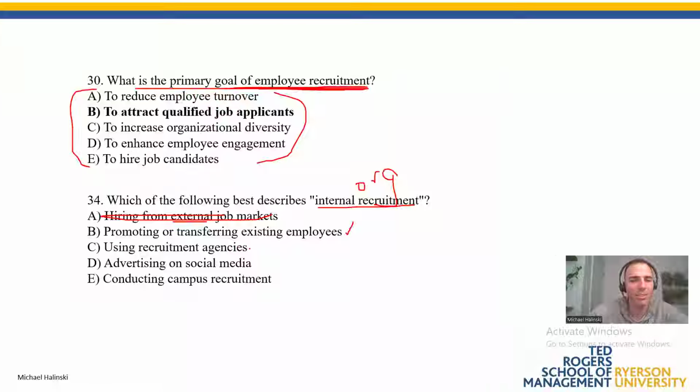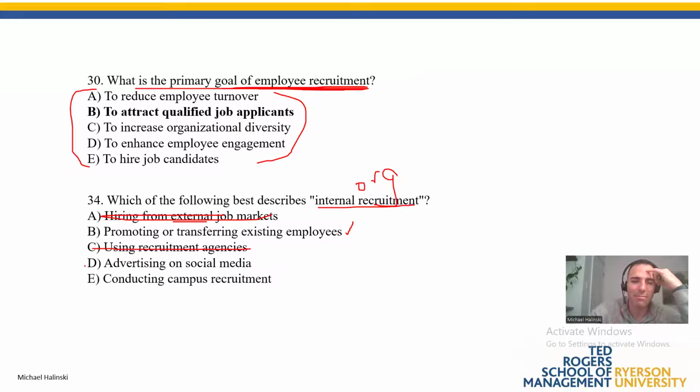Using recruitment agencies. No. If they were within the organization, you would know the staff, you would know people, you wouldn't need to hire a recruitment agency. You'd have a network already, so you wouldn't rely on the agency.